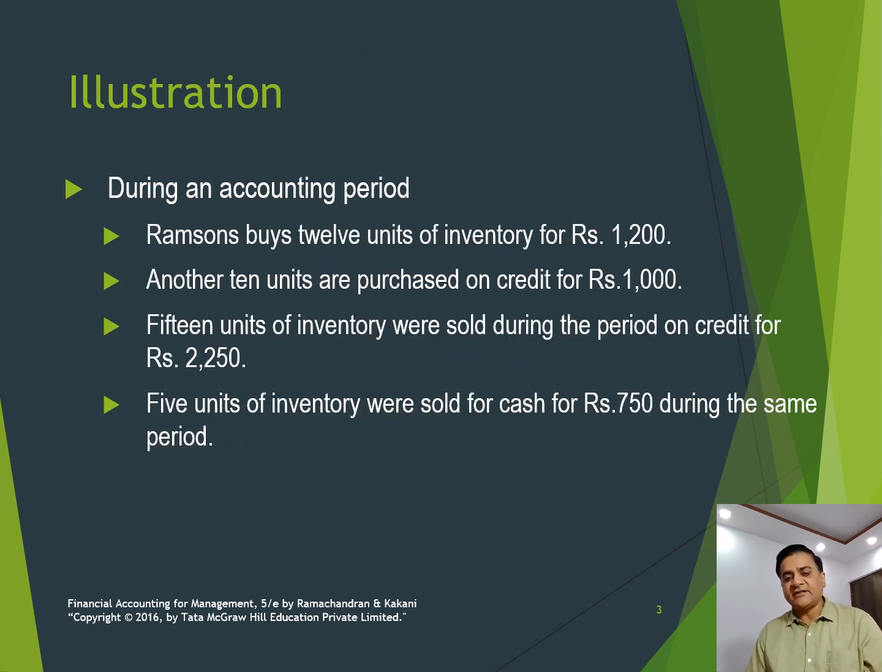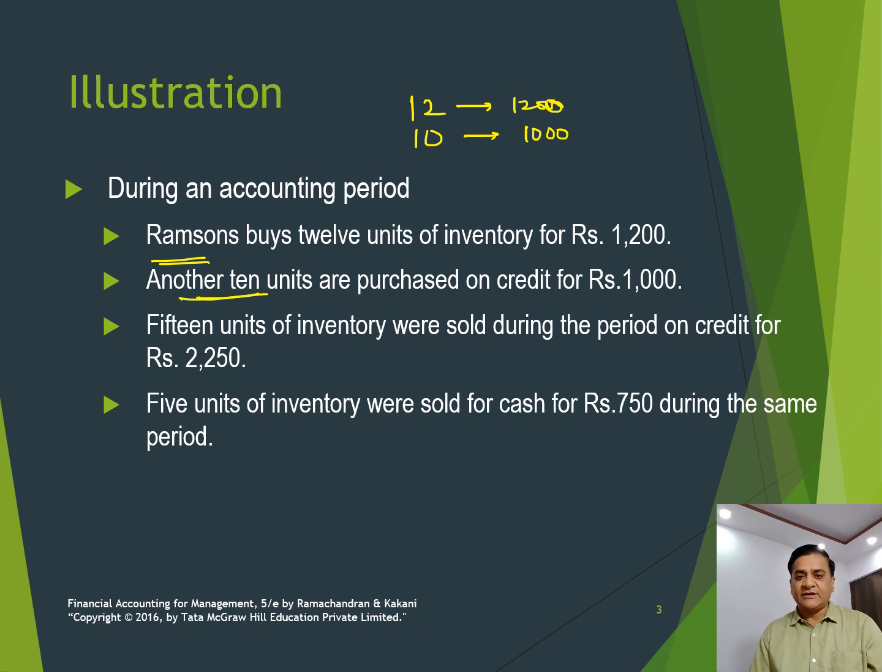Let us try understanding this by way of an illustration. Say for example, during the accounting period, Ramsons buys 12 units of inventory for 1200. He buys another 10 units on credit for 1000. Now the accrual concept says whether you buy it for cash or on credit, your total purchase would be for 22 units or 2200 rupees. Clear? Then it says out of this, 15 units of inventory were sold during the period on credit for 2250.